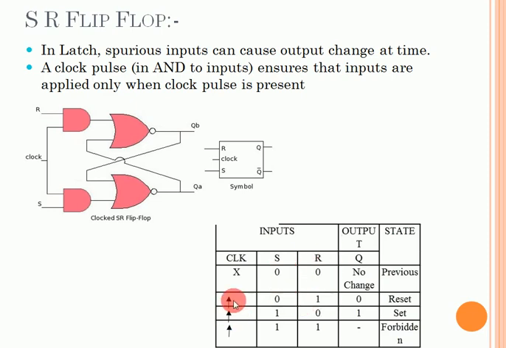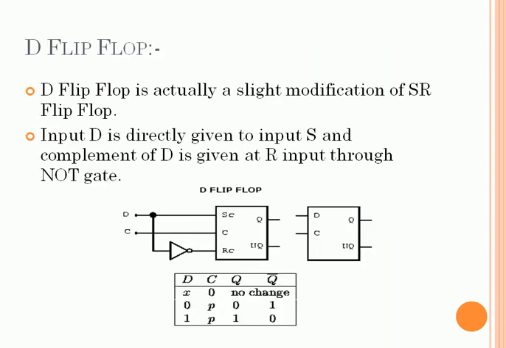And when we provide S is equal to 0 and R is equal to 1 with the positive clock pulse, then the output will be 0. That means the latch will be reset. If S is equal to 1, R is equal to 0 with the positive clock pulse, then the output will be 1. That means the latch is going to be set in this state. If S is equal to 1, R is equal to 1, even with the positive clock pulse, this will be a forbidden state, and we will not provide S and R both equal to 1 to the inputs.